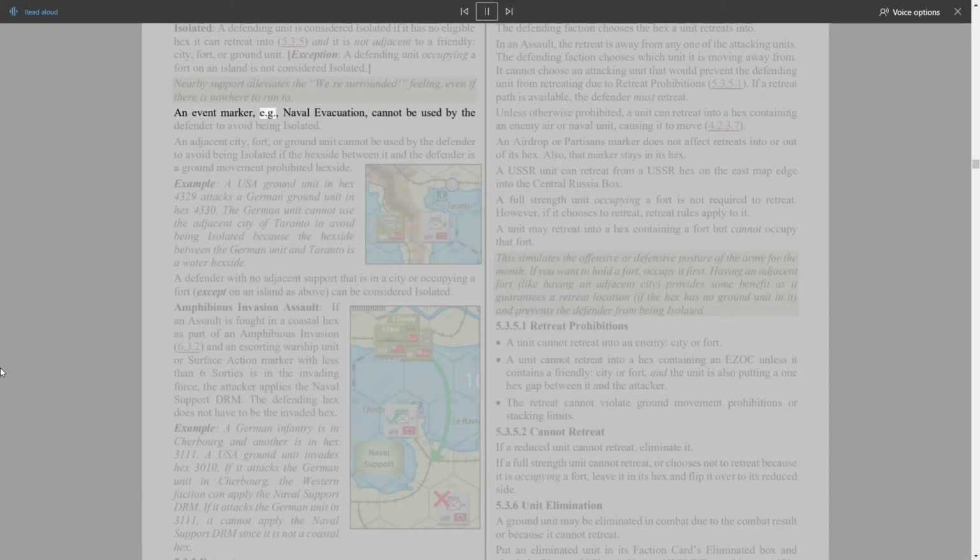An event marker, for example naval evacuation, cannot be used by the defender to avoid being isolated. An adjacent city, fort, or ground unit cannot be used by the defender to avoid being isolated if the hexside between it and the defender is a ground movement prohibited hexside. Example, a USA ground unit in hex 4329 attacks a German ground unit in hex 4330. The German unit cannot use the adjacent city of Taranto to avoid being isolated because the hexside between the German unit and Taranto is a water hexside.